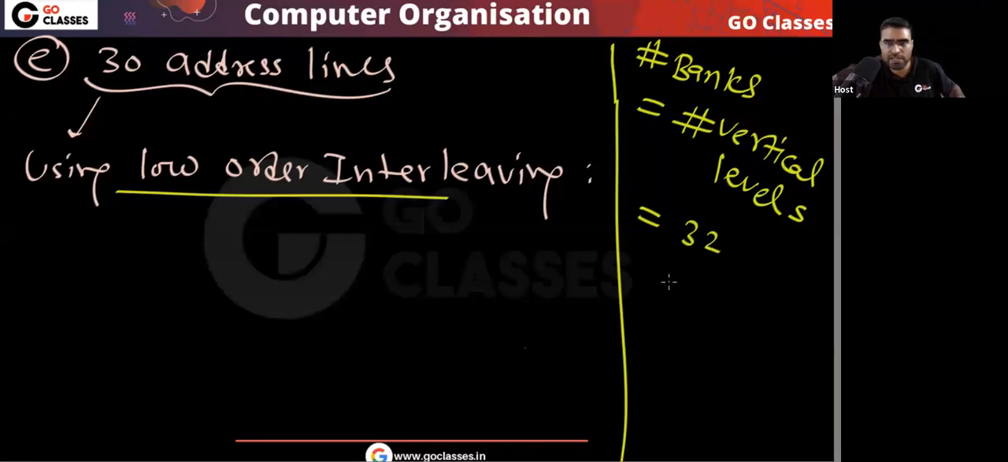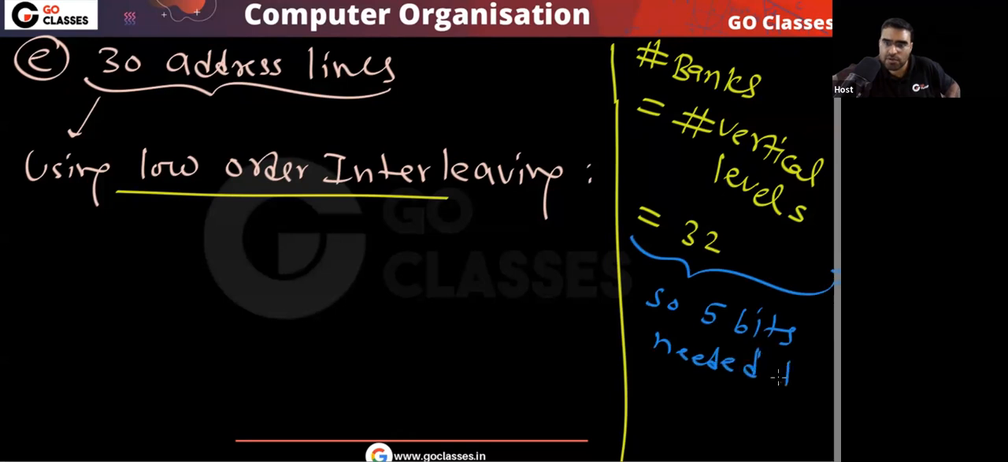So this many banks you have. So how many bits are needed? So 5 bits are needed to select a bank. Is this clear? 5 bits are needed to select a bank.